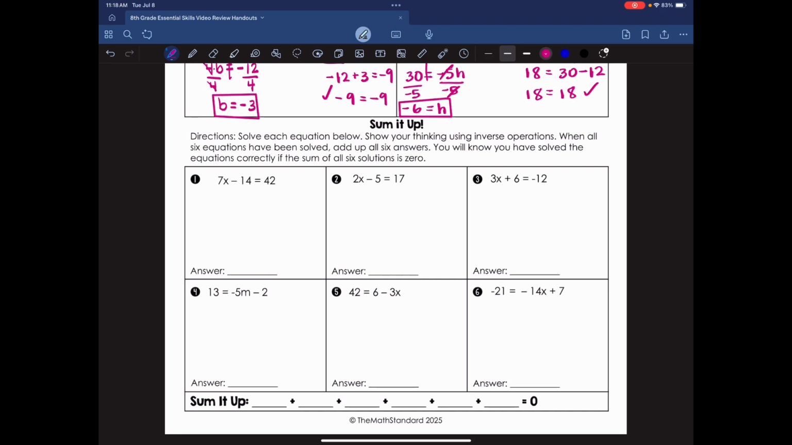So you're going to go ahead and solve all 6 of these. When you're done, you're going to write your answers down here in these blanks below. All 6 of these should add up to 0. So give it a try, look at your examples, and if you have questions, make sure you're asking, and good luck.